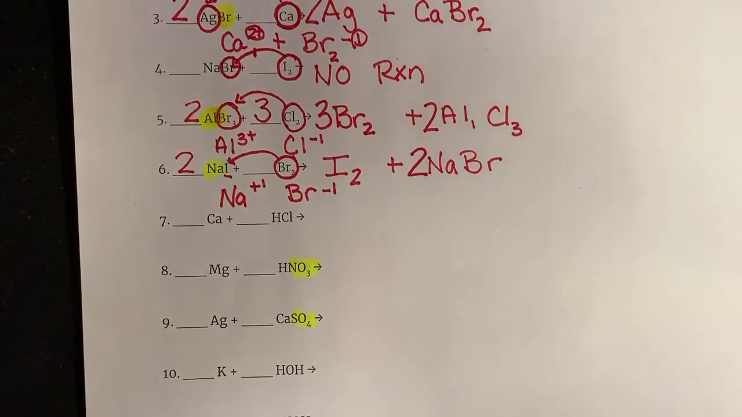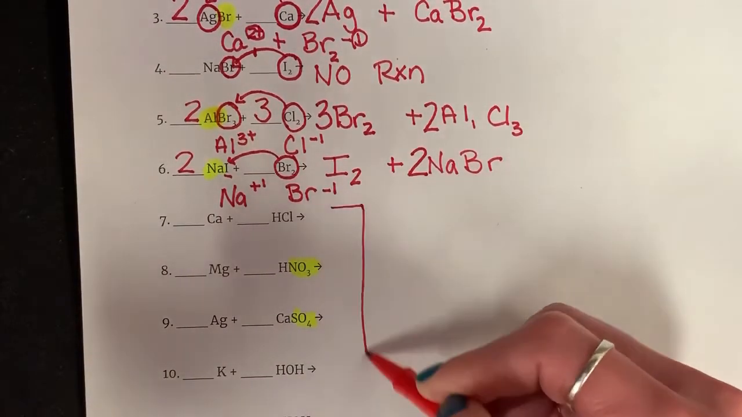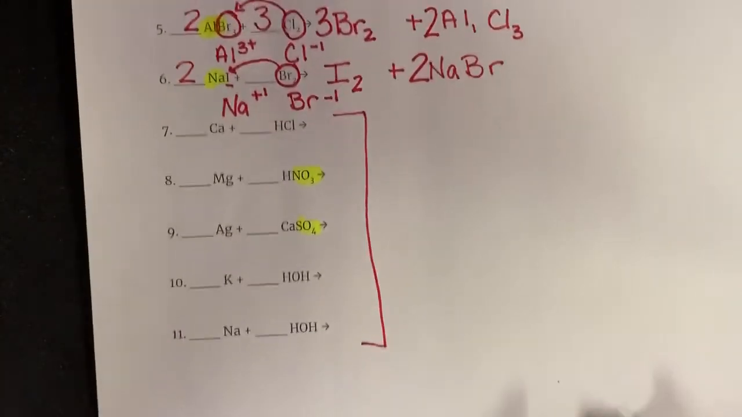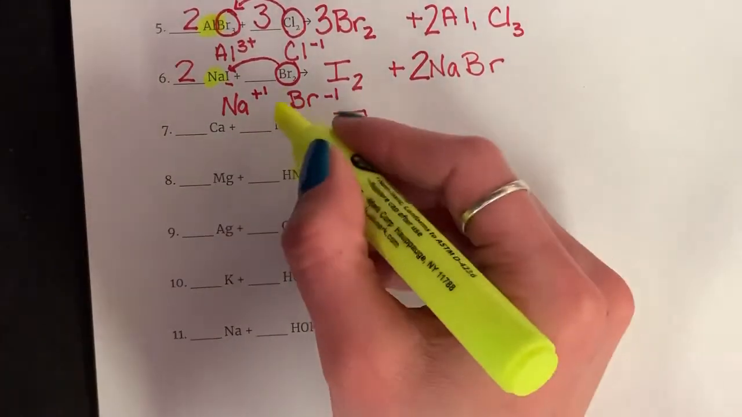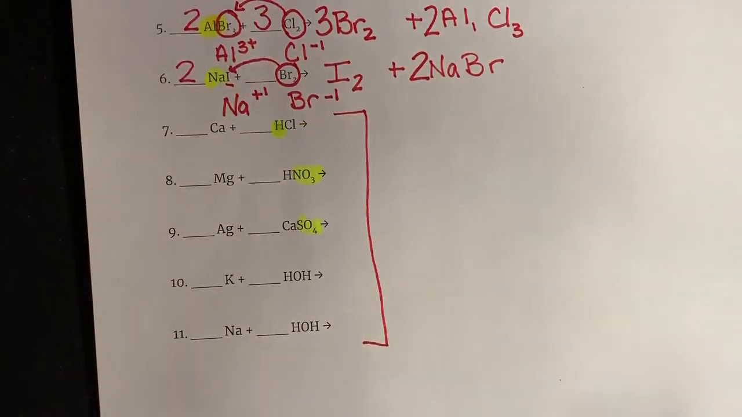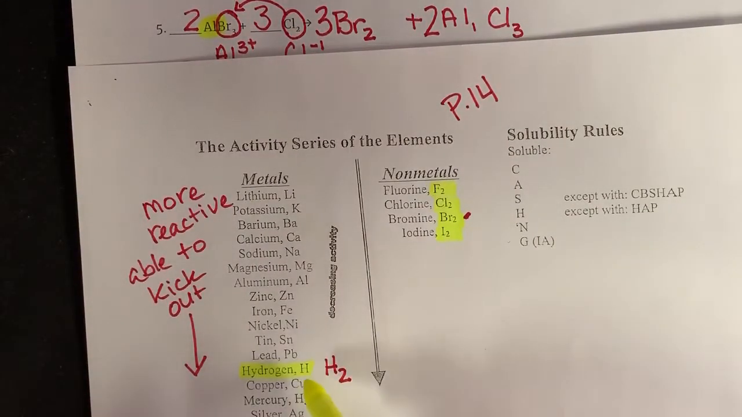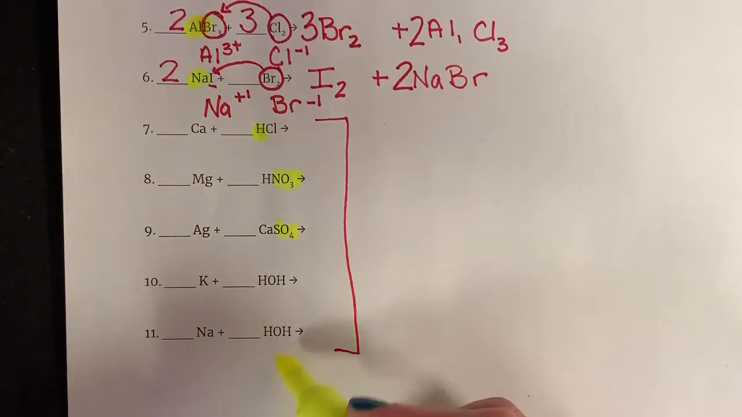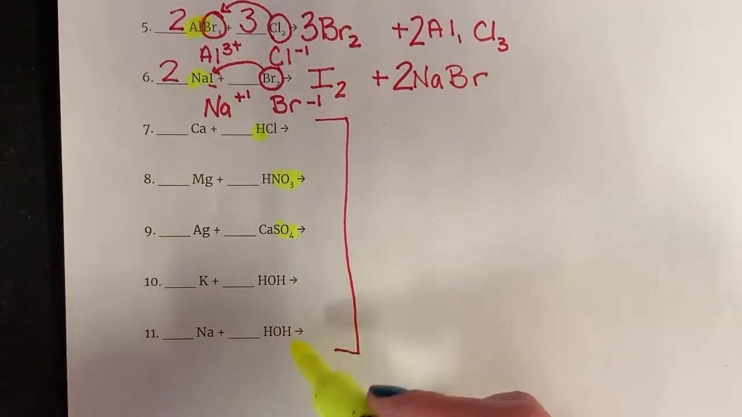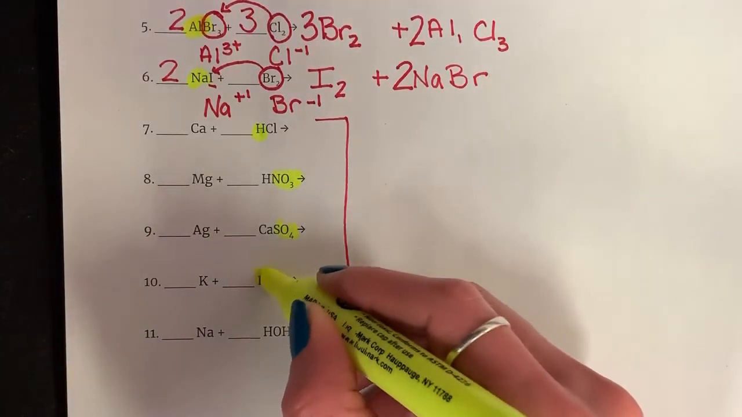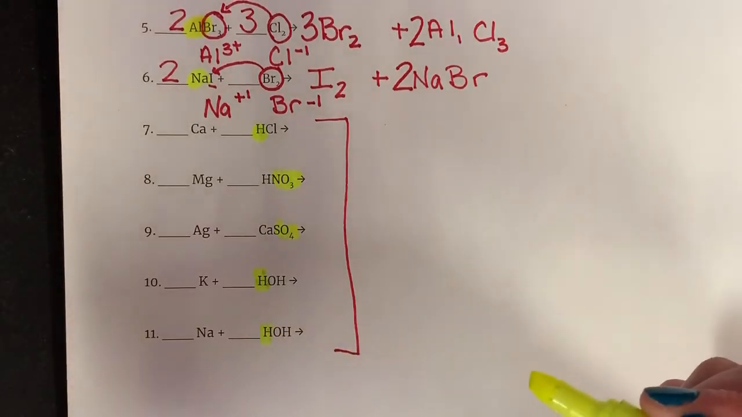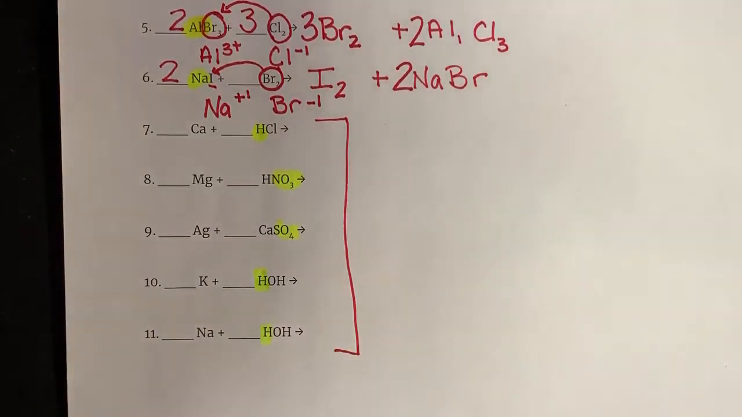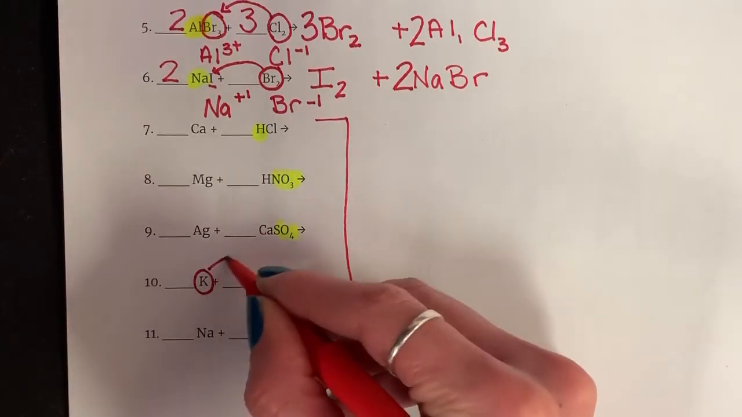Okay? So try the remainder of these problems on your own. Be careful when you are looking at problem 7. Remember that H, when he gets kicked out, is H2. Down at the bottom, even though this reactant is technically water, think of it as an H and an OH ion. So your metal is going to try to kick out H.